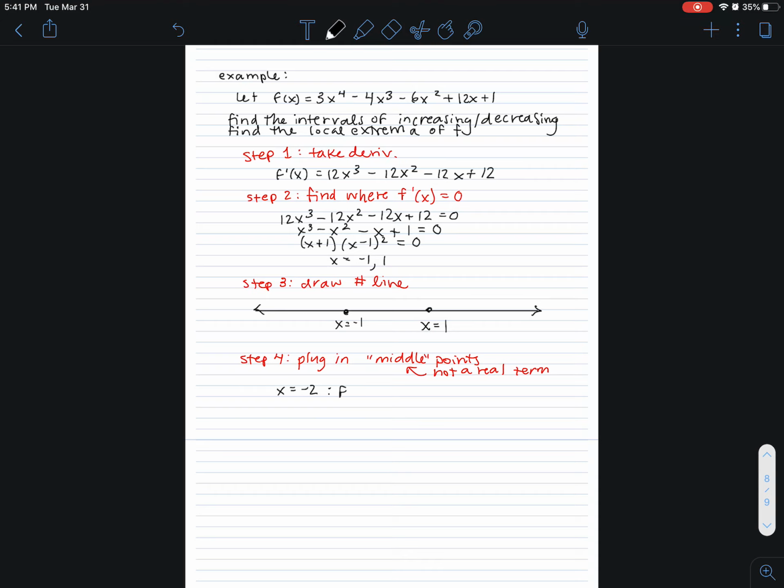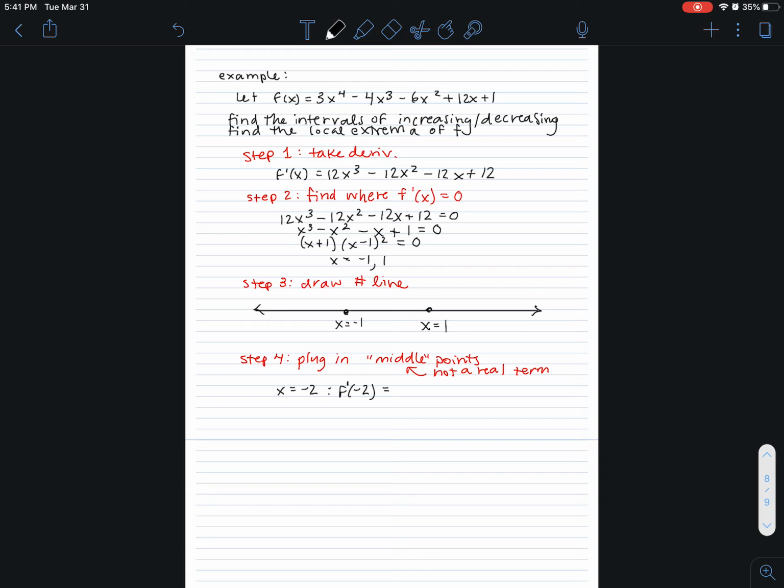Okay, so we're going to do x equaling negative 2 for the left of x equals negative 1. That gives us f prime of negative 2, which I'm not going to write out. I don't want to write that out. Oh god, I think I have to.